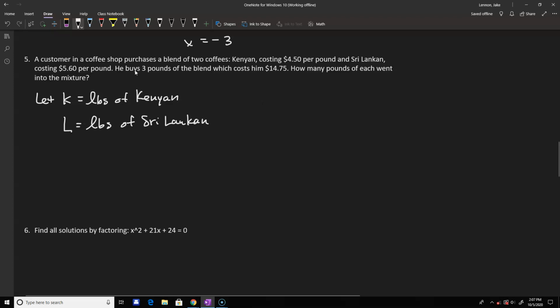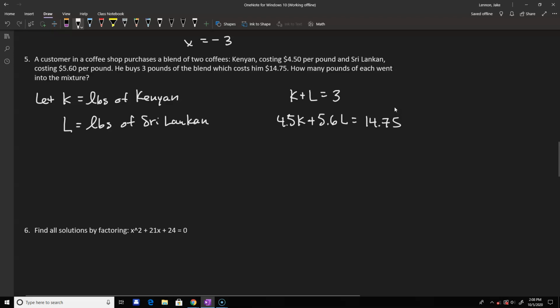We know that we're buying a total of 3 pounds, so the blend is 3 total pounds. So K plus L equals 3. And we know the cost is $14.75. For the cost equation, you multiply the cost per pound times the number of pounds used. For Kenyan, it would be 4.5 times K. And for the Sri Lankan, it was 5.60, so plus 5.6 times L. That should equal the total cost of $14.75.